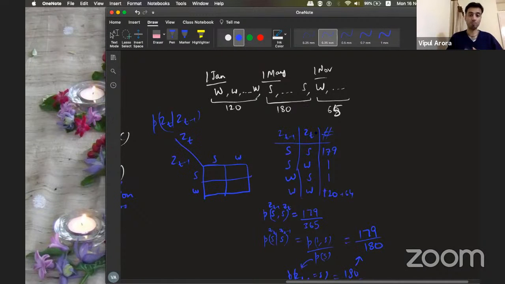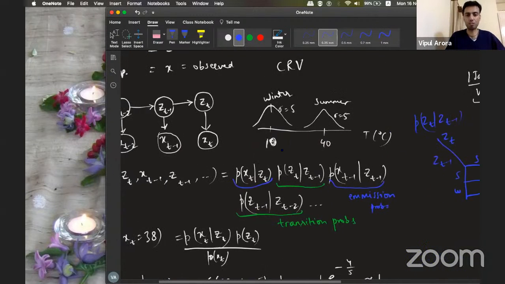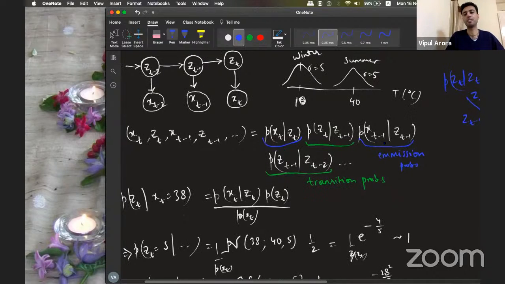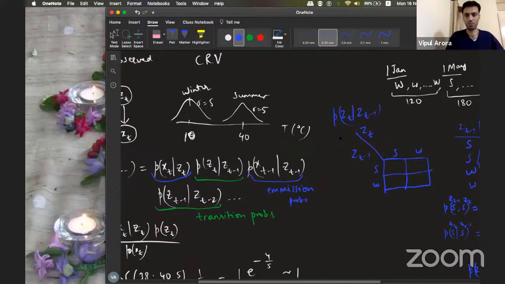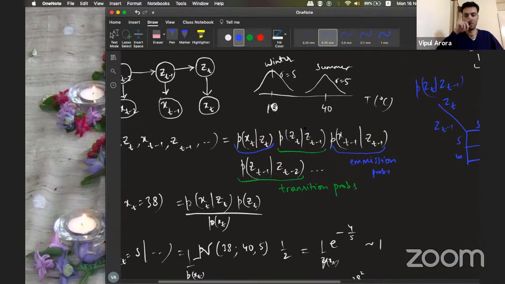But now let's come back to the hidden Markov model. So we have two kinds of probabilities. These transition probabilities. Oh, I made it with the wrong color. Anyways, so the transition probabilities are all computed, and the emission probabilities. Basically, if you know the season today and the temperature today, then you can compute very easily.